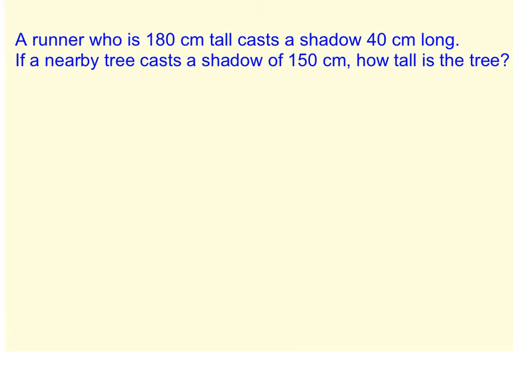Okay, here's our last one. It says a runner who is 180 centimeters tall casts a shadow 40 centimeters long. If a nearby tree casts a shadow 150 centimeters, how tall is the tree? So we have a runner, 180 centimeters, who casts a shadow 40 centimeters long. The runner, that's how tall the runner is, so in this case I'm going to label this as height. That's the height of the runner. And it's the shadow that's 40 centimeters long.